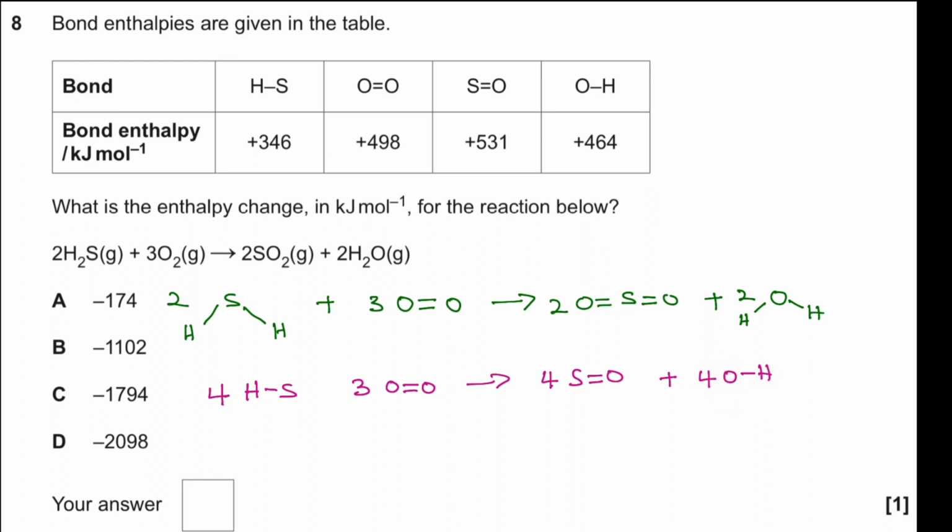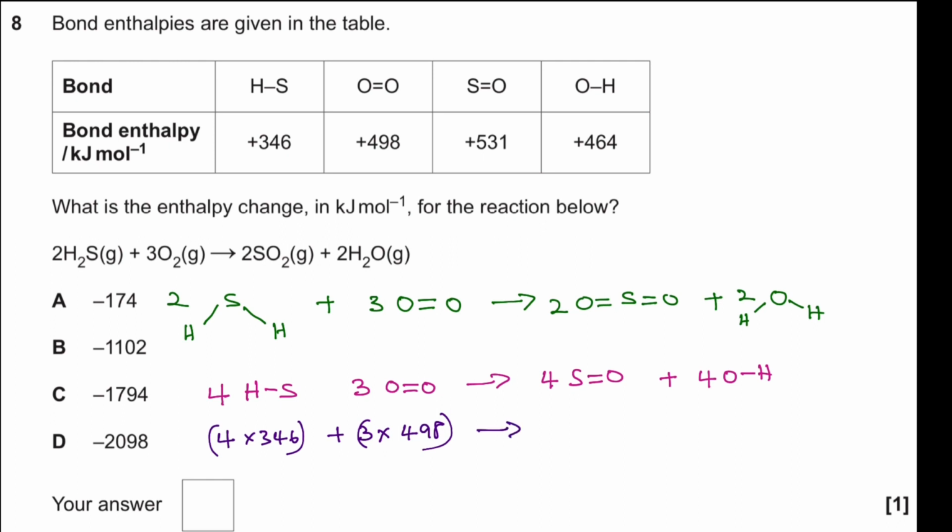So to work out the energy values here, we need to do 4 times H-S. H-S is 346. That's positive because it's endothermic. Plus 3 times the O=O bond. That will be 498. That's endothermic because you're breaking that bond.